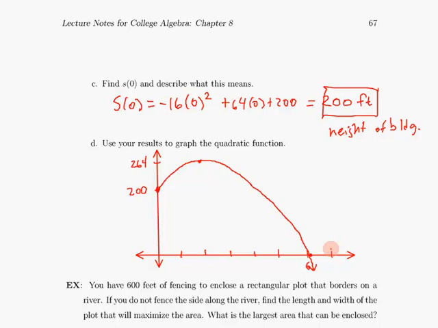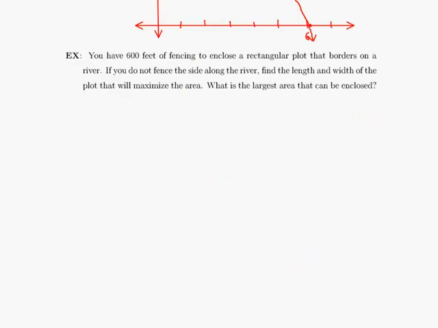Last question. We're ready for our last question now. You have 600 feet of fencing to enclose a rectangular plot that borders on a river. If you do not fence along the side with the river, find the length and width of the plot that will maximize the area. What is the largest area that we can enclose?